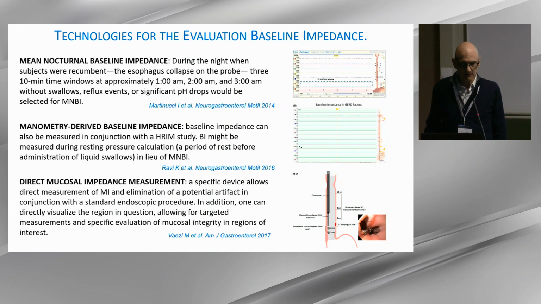Another technique is the manometry-derived baseline impedance that is very easy to calculate because it can also be measured in conjunction with high-resolution impedance manometry and can be measured during the resting pressure calculation. And then, more innovative, the direct mucosal impedance measurement. It uses a specific device that allows direct measurement of mucosal impedance, and that is able to eliminate potential artifacts due to the contact of the impedance channel with the mucosa.